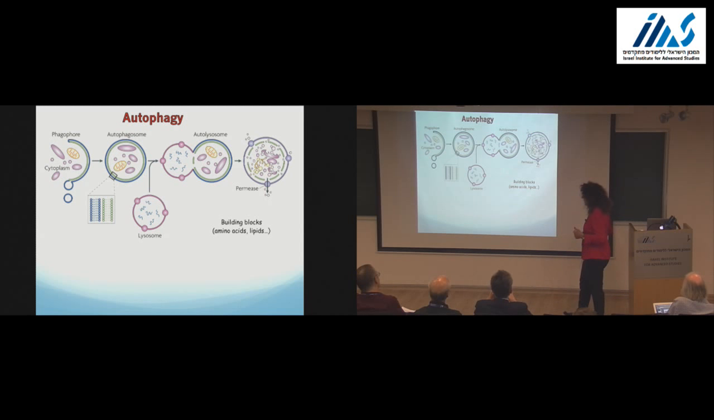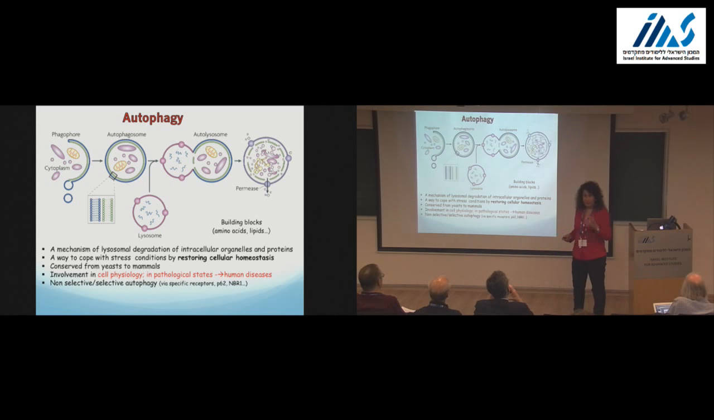And this is one way to restore building blocks and energy, for instance, during amino acid starvation or other stress conditions. Now, this process is highly conserved in evolution, first identified in the yeast system and then in the mammalian system. It is a mechanism of lysosomal degradation, as you understand. It has a lot of implications in restoring cellular physiology and its inactivation in pathological states. And there are a few types of autophagy. I won't get into it, but just remember that there is selective autophagy, where certain organelles are driven to the lysosome, and also non-selective autophagy, where the entire bulk of cytosol and organelles is driven to the lysosome.